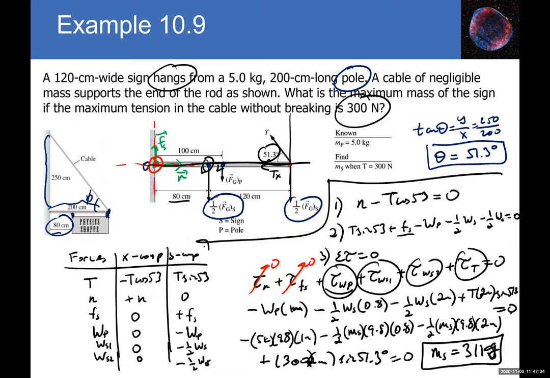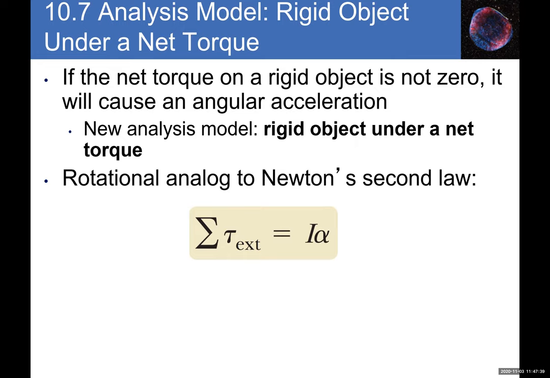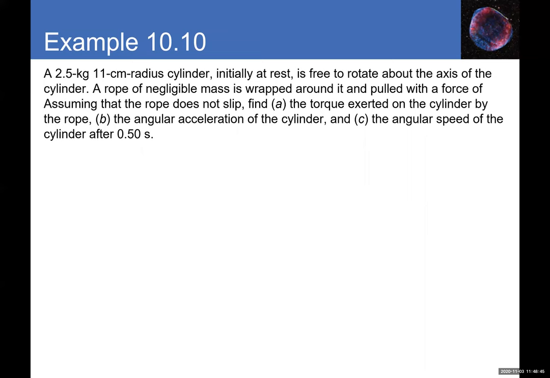Okay, so that was a couple of examples of static equilibrium. But what happens if there is no static equilibrium? That means the net external torque is not zero. Well, in that case, you get angular acceleration. That means your system is now able to rotate, in such a way that there's an angular acceleration, which means it's going to start speeding up or slowing down. So we can look at some examples of that.